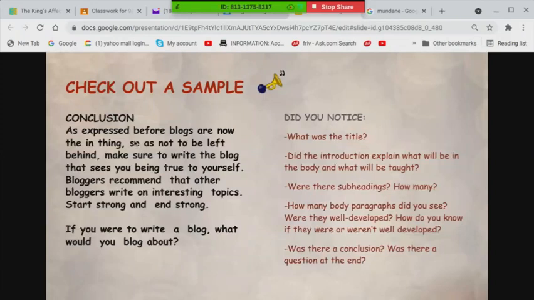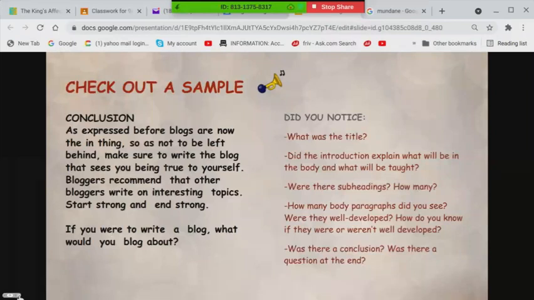Look at the conclusion here now. As expressed before, blogs are now the in thing, so as not to be left behind, make sure to write the blog that sees you being true to yourself. Bloggers recommend that other bloggers write on interesting topics, start strong and end strong. So notice the essence of the conclusion as we summarize what was in the body is really to provide some kind of solution so that we continue blogging. Notice the question, please. If you were to write a blog, what would you blog about? And that's how we end our blog. We always end our blogs with a question.